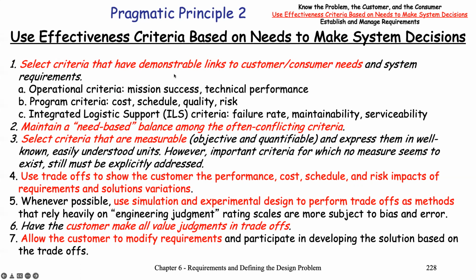So then it's basically just turning the crank, and you could be coming up with the effectiveness results. And so you're not just arbitrarily making a decision, but you have factual information based on analysis that has been agreed to when you go forward on that. You want to maintain a needs-based balance among the often conflicting criteria. So there will be conflicting criteria, and those are things you're going to have to navigate through.